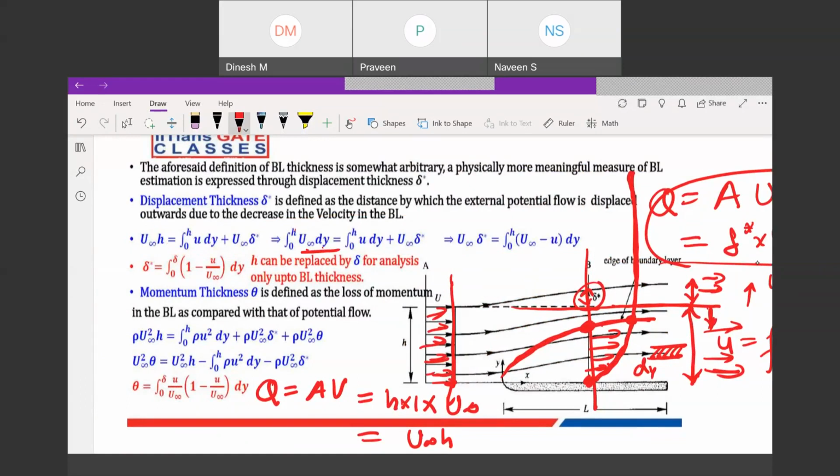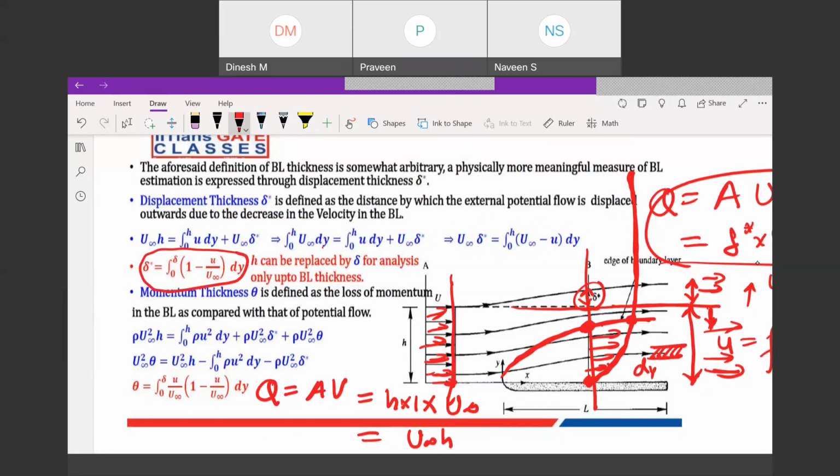Limit 0 to h, so I will get h only. So u infinity into h. So I have forcefully written this particular thing like this. Okay. So I am getting this thing, then the right hand side is like this only. And then after rearrangement, I want to calculate delta star. So I will keep this particular term on the left hand side, other things I will take to the right hand side. And after rearrangement, I will get this particular equation.